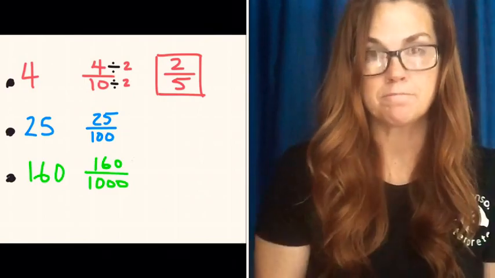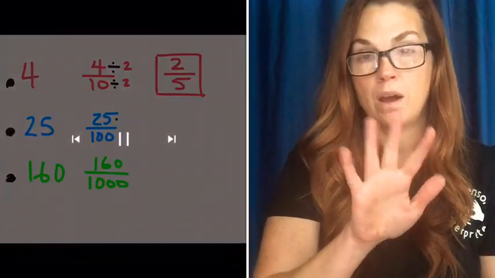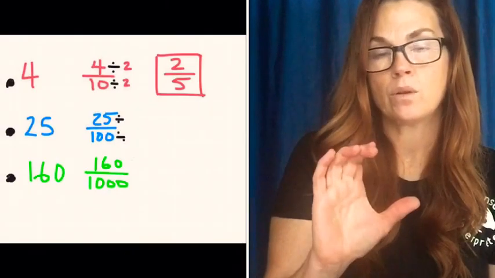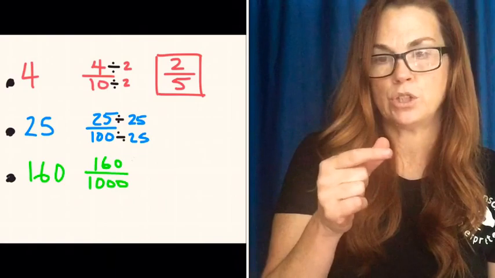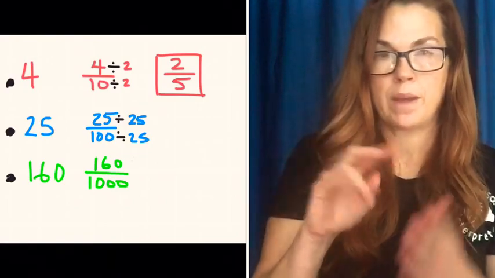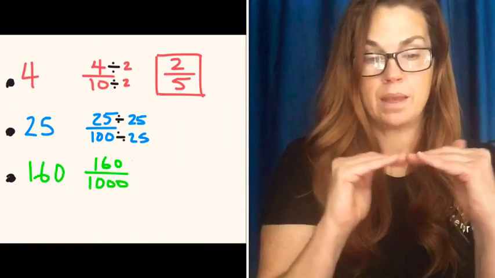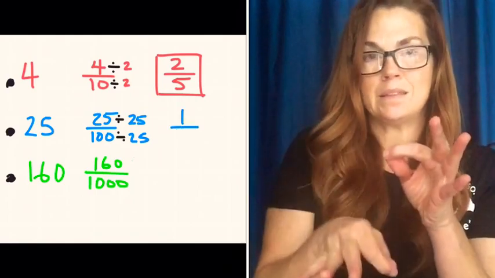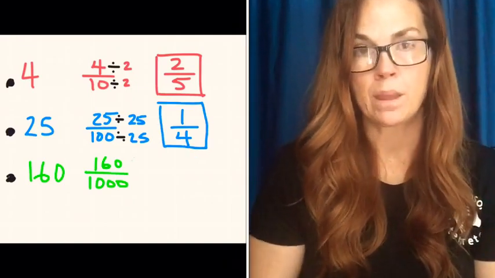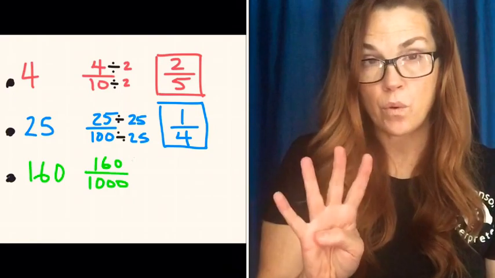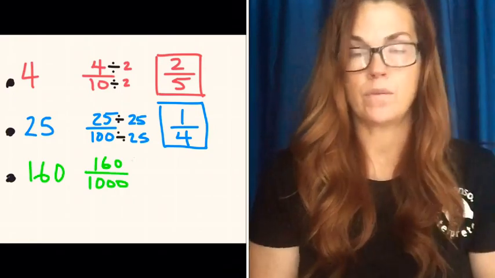Now for our next fraction, 25 over 100, I see that 25 and 100 share the greatest common factor of 25. And that if I were to divide my numerator and denominator by 25, I would get a simplified fraction of 1/4. So that the fraction 1/4 is equivalent to the decimal 0.25 or 25 hundredths.